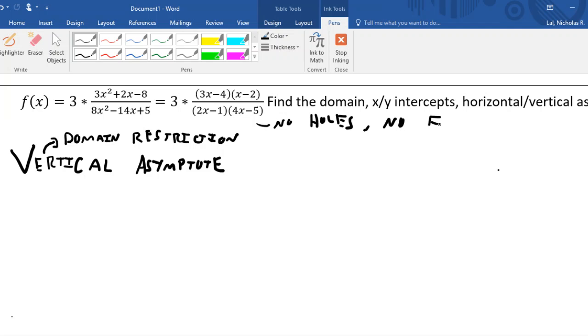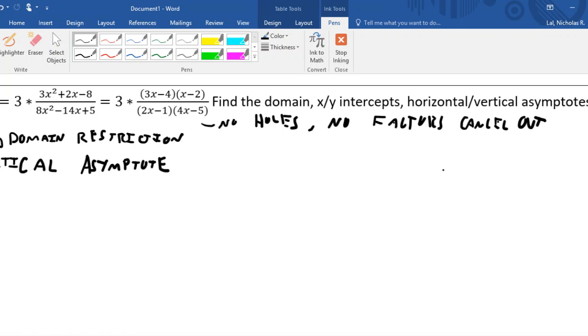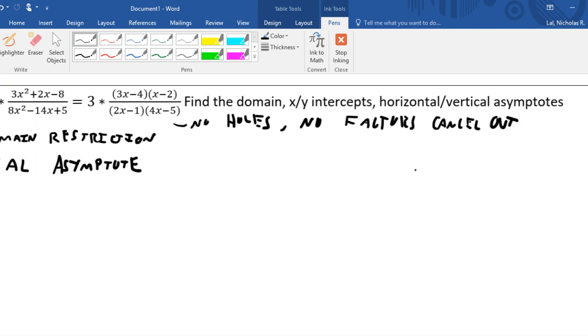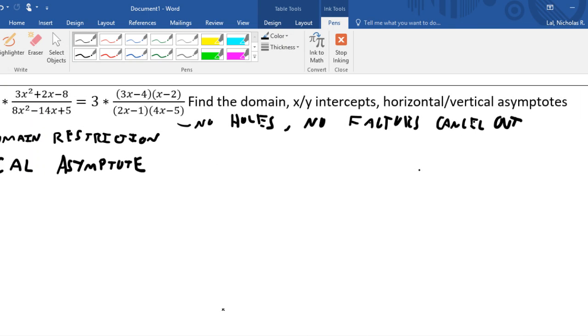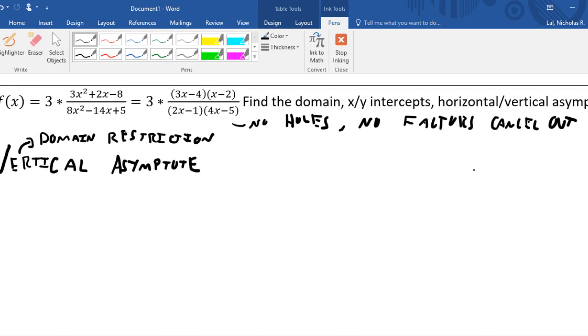So there are no holes and no factors cancel out. So let's solve for vertical asymptotes. How can we solve our vertical asymptotes? What do we do to solve for vertical asymptotes? The reason why I'm starting with vertical asymptotes is because the vertical asymptotes are our domain restriction, and you can use the domain restriction to find the domain.